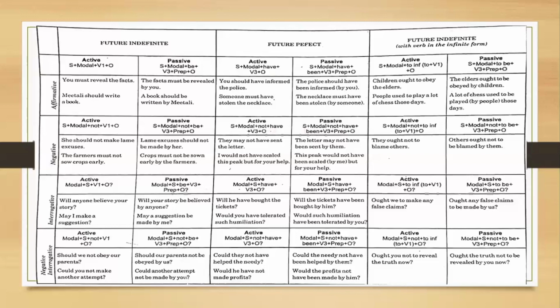Next is future indefinite with verb in the infinitive form. Here, future indefinite. Why again future indefinite? In this, verb is in infinitive form. Infinitive form means to is used. To is used in this sentence. Okay. So if there's to, then we'll add be after to. So affirmative. Children ought to obey the elders. The elders ought to be obeyed by children.